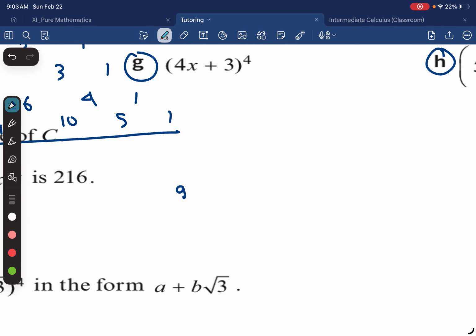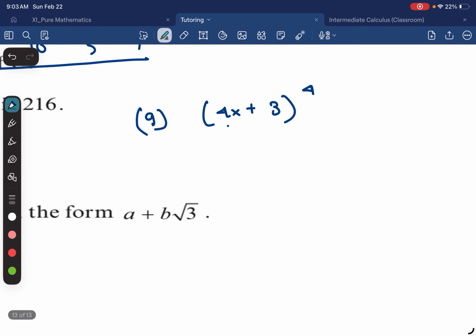So g is 4x plus 3 to the power 4. And I want to think in terms of the first terms. I have 4 items. I want to select 3 of the first item, right? I want to select 3 of the first items. That is how I get x to the power 3.